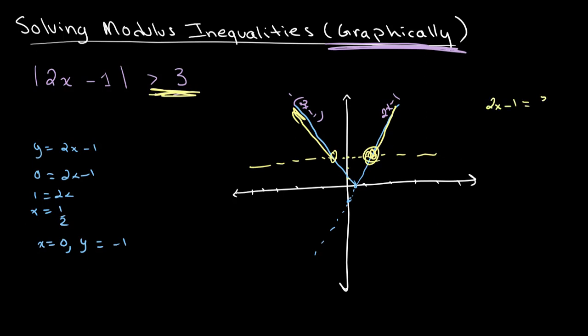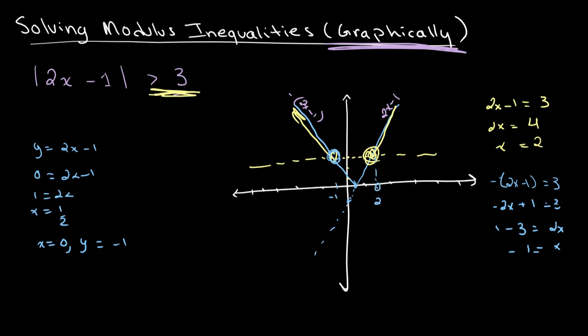2x minus 1 is equal to 3. 2x is equal to 4. Excuse me, x is equal to 2. So next we want to solve for this point right over here, where the line negative 2x minus 1 is equal to 3. So negative 2x minus 1 is equal to 3. We get negative 2x plus 1 is equal to 3. We get 2x is equal to 1 minus 3. Then we get x is equal to negative 1. So this right here is negative 1. And this right here is 2.